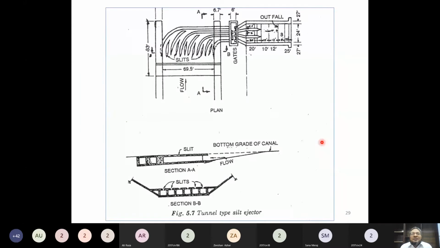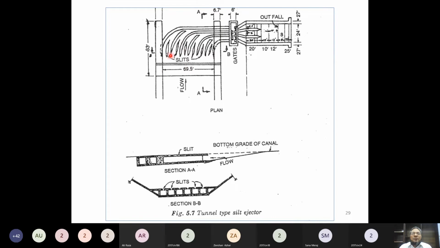And this is one more plan and the sections of the silt ejector. So this is the direction of flow of the canal. So this one is the right bank of the canal. This is the left bank of the canal. So again, the silt ejector is provided under the right bank of the canal, and the escape channel is on the right side of the canal. So these are the tunnels, and these are the vanes which are provided in the tunnels. So water from the lower part, which carries more sediments, moves here, and that is through the escape channel, and it is discharged into the main river on downstream of the headworks.